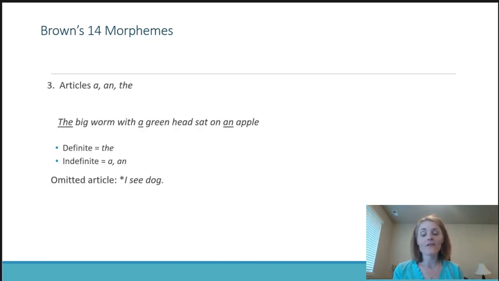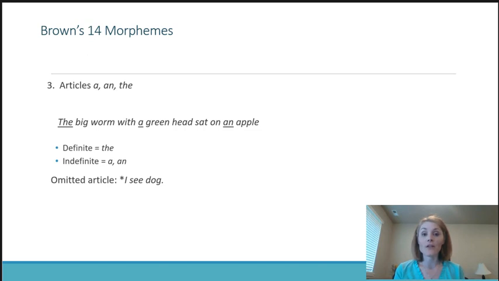All right, so next we have the articles a, an, and the. We just have 3 in English. An example of these would be the big worm with a green head sat on an apple. And we have the definite article the and the indefinite articles a and an. So a definite article would refer to a specific noun, so one that's already been brought up in context or one that we all know.